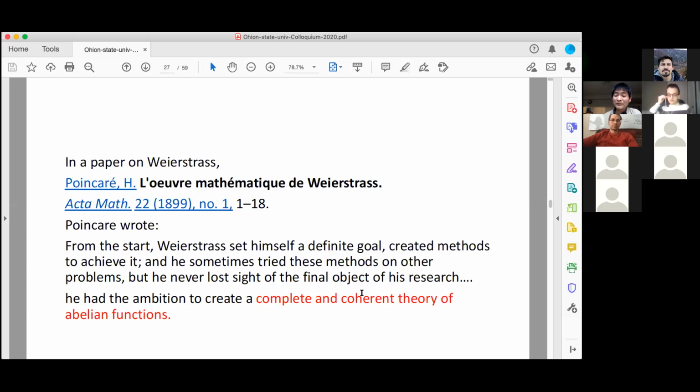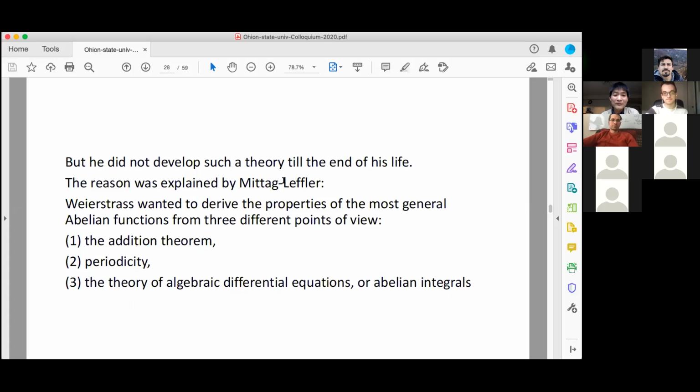Can you guess what happened? Well, he did not achieve it. He claimed he did, but he did not achieve it. The reason he did not achieve this theory till the end of his life was explained by Mittag-Leffler. Mittag-Leffler was a student of Weierstrass, a very close one. He said Weierstrass wanted to derive the properties of the most general abelian function from three different points of view.